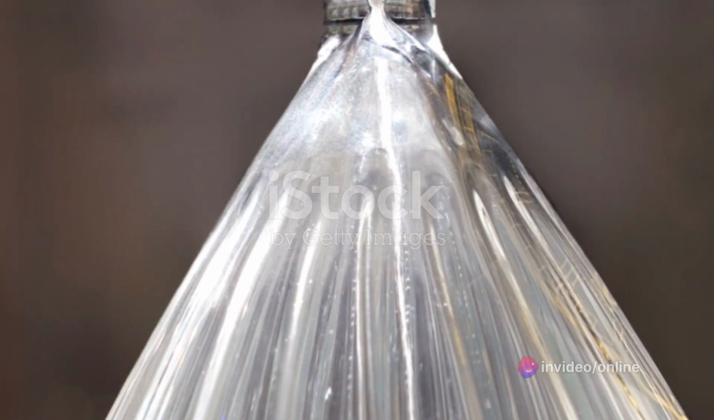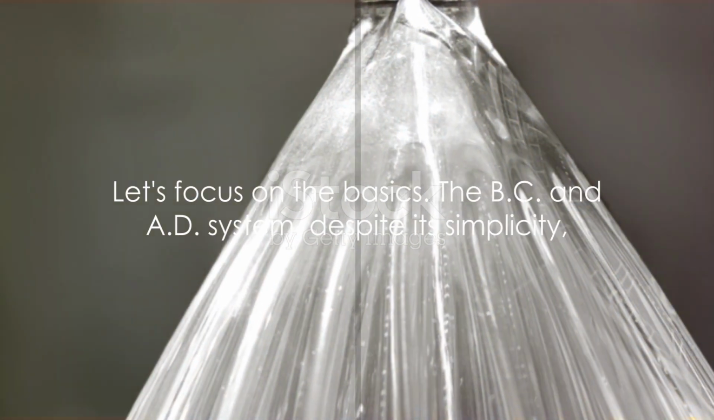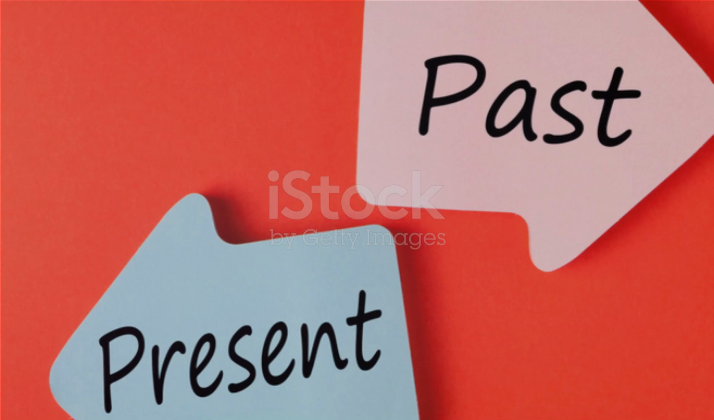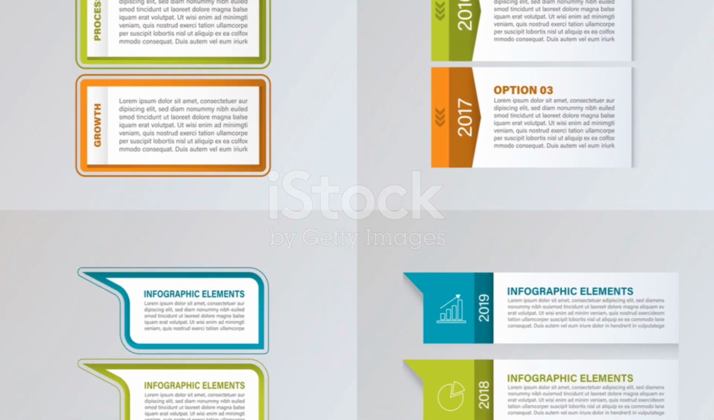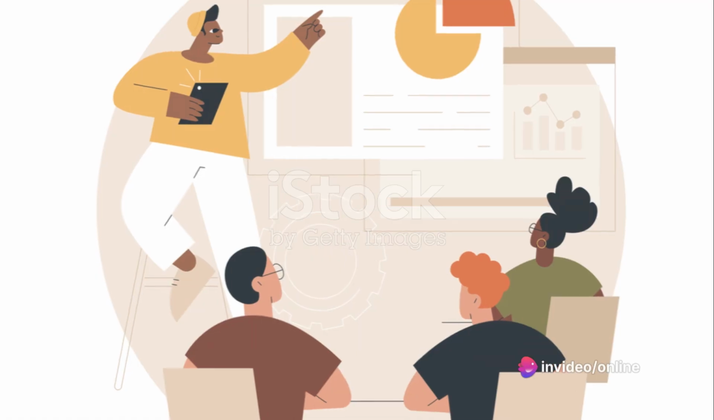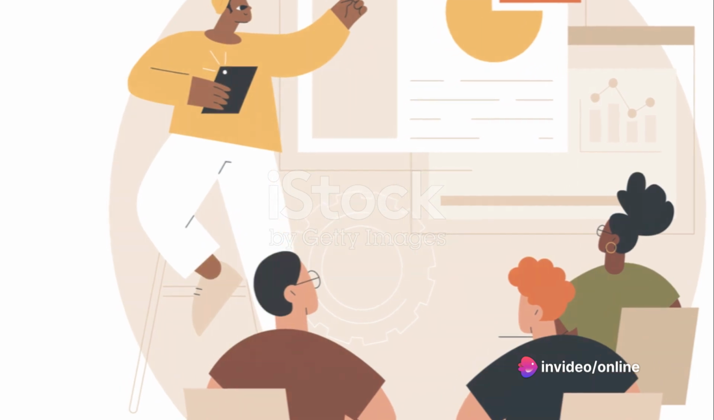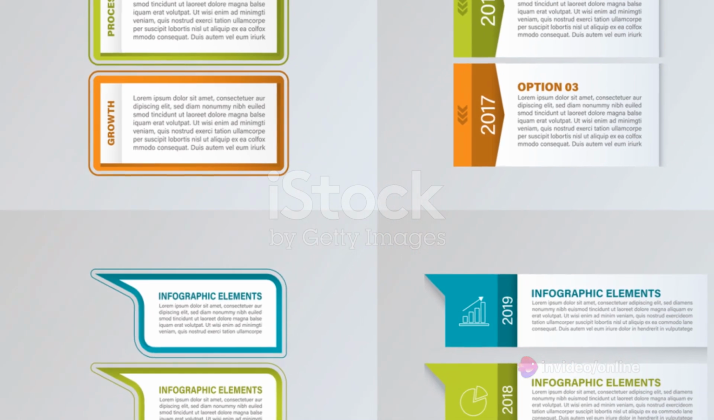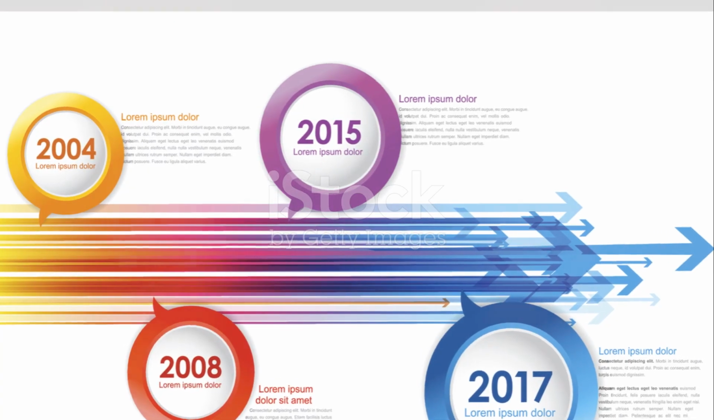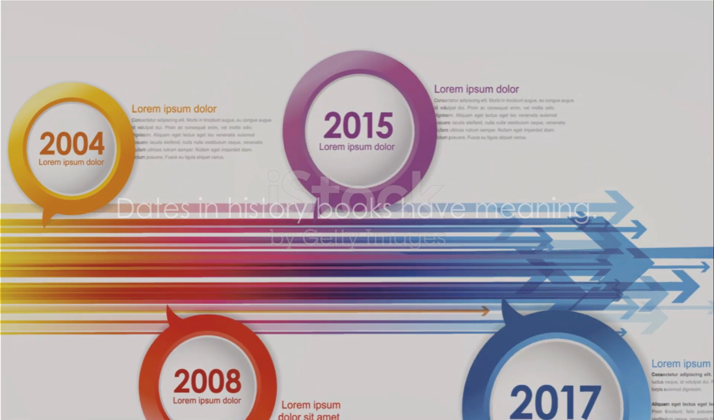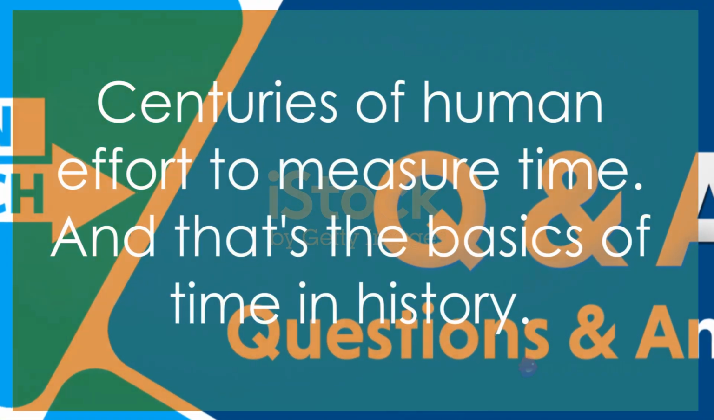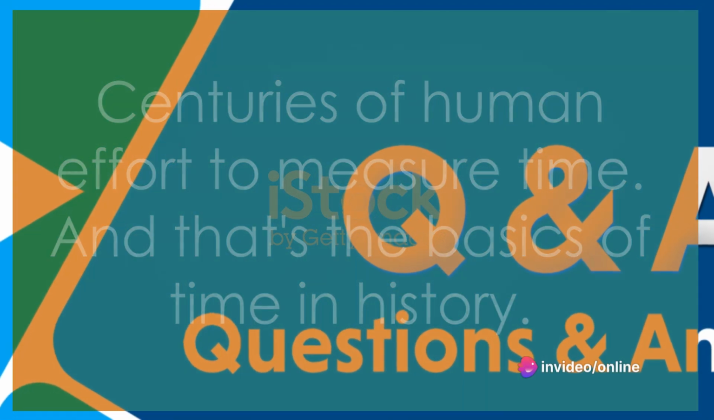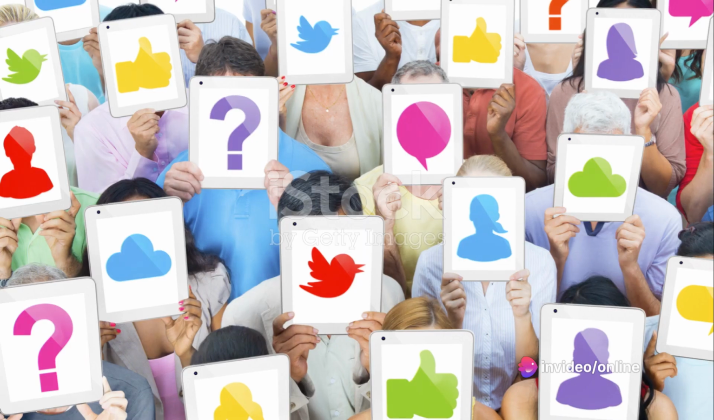But for now, let's keep our focus on the basics. The BC and AD system, despite its simplicity, is an effective tool for historians worldwide. It allows us to piece together the events of the past, providing us with a coherent and comprehensible timeline of human history. So the next time you read a date in a history book, remember, these aren't just random numbers. They are the result of centuries of human effort to measure and understand the passage of time. And that's the basics of time and history.